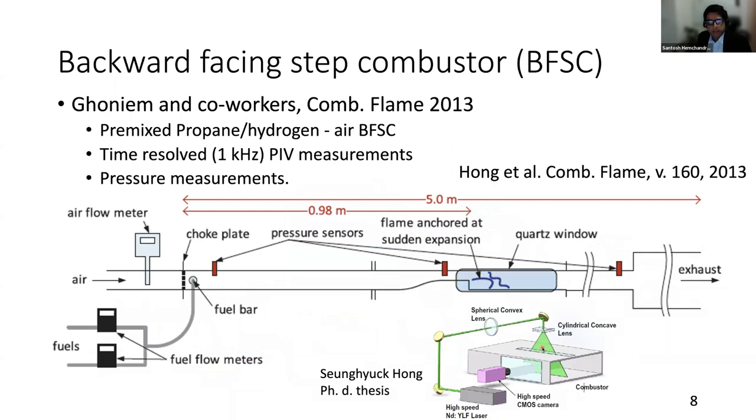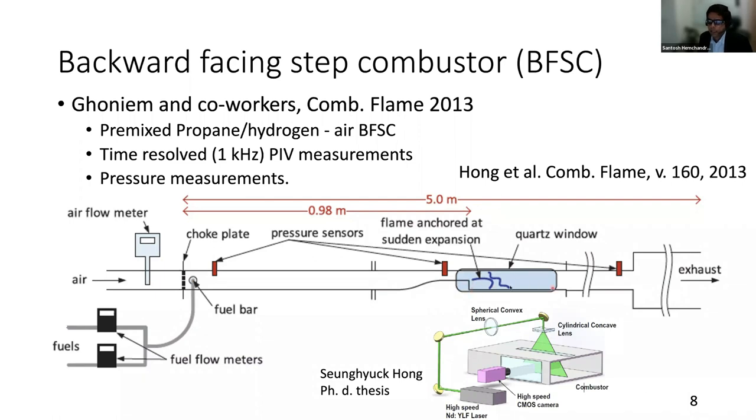We have found evidence of both of these mechanisms operating in this experiment, which was performed in Ahmed Ghoniem's group sort of between 2009 and about 2012. And the configuration is that of a backward-facing step combustor. So air enters in here at the left. There's a choke plate and there's a fairly long mixing section where the fuel that's injected here, just downstream of the choke plate, mixes. And then there is a contraction and a sudden expansion at this step.